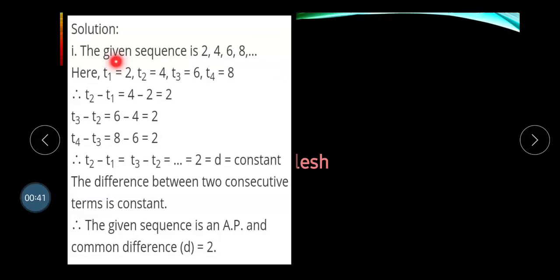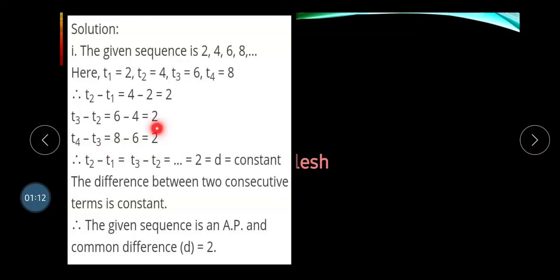Here the given sequence is 2, 4, 6, 8. First term, that is T1 equal to 2. Second term, T2 equal to 4. Third term, T3 equals 6. Fourth term, T4 equals 8. Second term minus first term equals 4 minus 2 equal to 2. Third term minus second term equal to 6 minus 4 equals 2. Fourth term minus third term equal to 8 minus 6 equals 2.